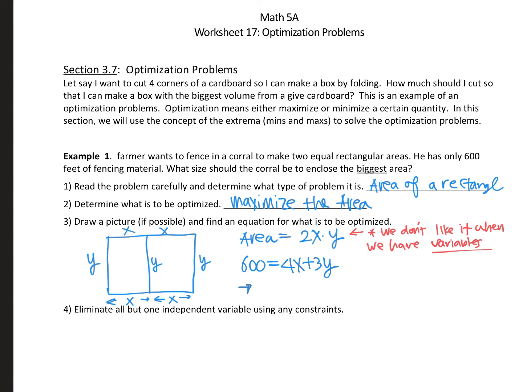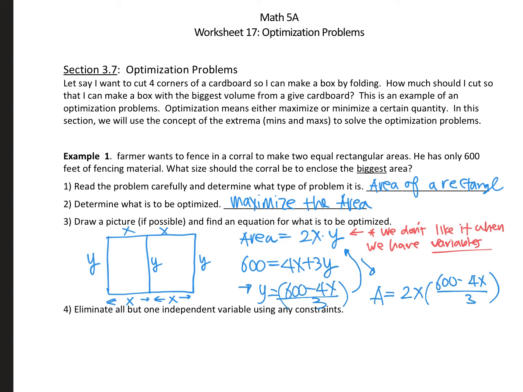So maybe I can solve for y by itself. I can say y is equal to (600 minus 4x) over 3. So what I can do is plug it back into the original equation of the area. Then I can get area in terms of only x: 2x times (600 minus 4x) over 3, like that.